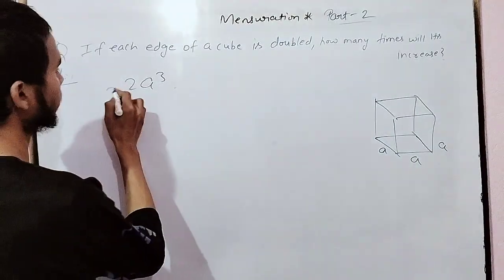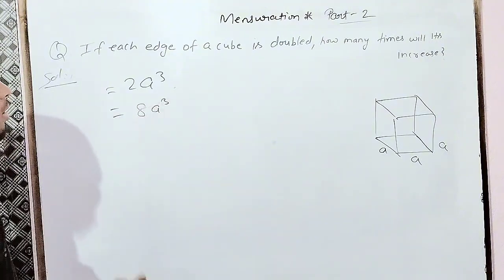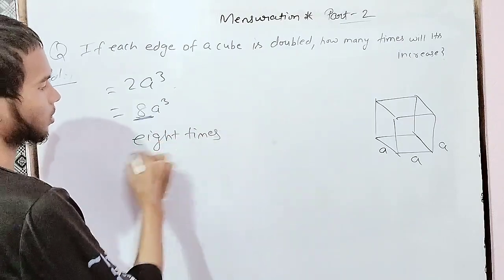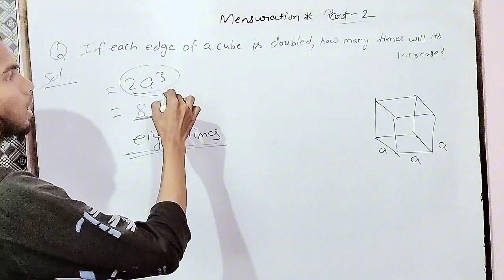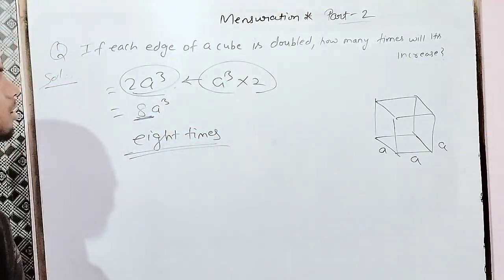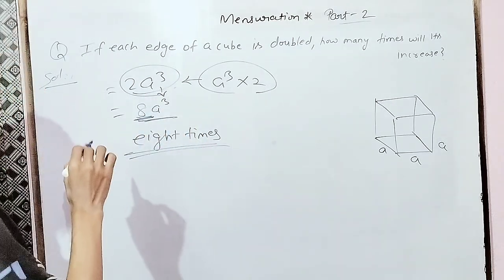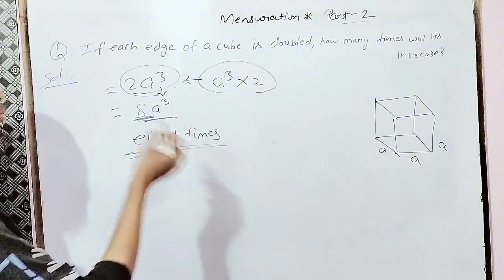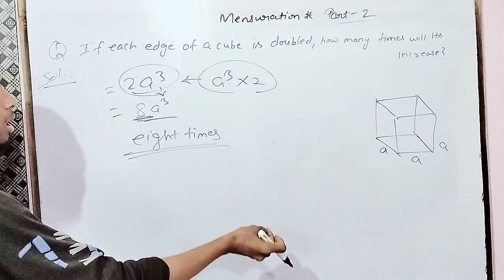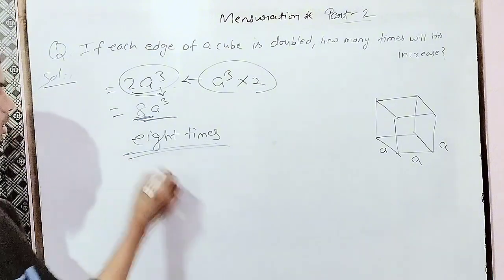So how many times? 2 to the 4, 4 to the 8. 8 times. Clear? The cube is doubled, and now after simplifying it, there are 8 times of a cube. So the cube will increase 8 times.